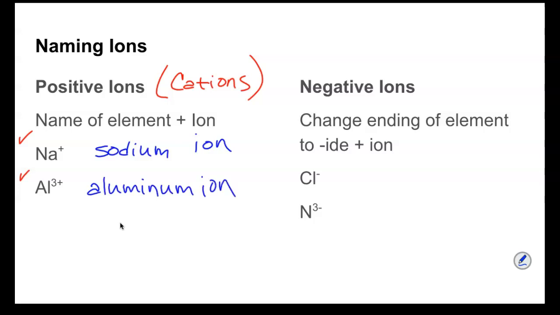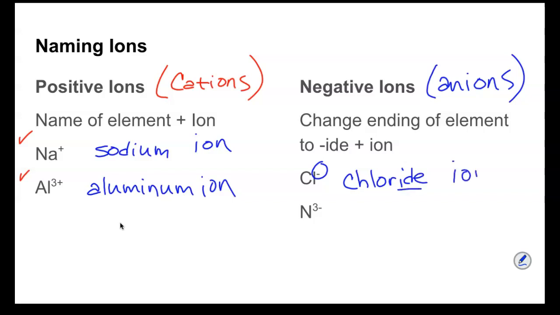Hopefully that makes sense. Okay, over here with negative ions, those are called anions. So with negative ions, you change the ending of the element to the suffix "ide," and then add the word ion. So if we look at this one, Cl minus, notice that it has the minus. It's an anion, it's a negative ion. So we change the ending of chlorine to "ide." So we're going to call it the chloride ion.